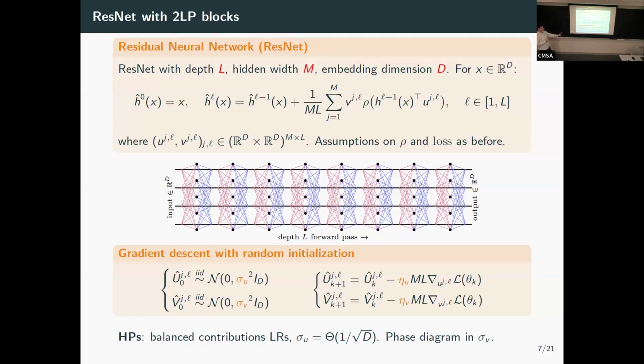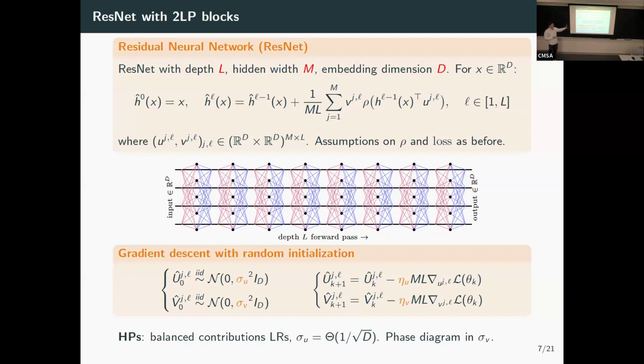And I'm considering gradient descent, again with random initialization. These are the same equations, except that now I have one more index because for the U's and the V's, we have one such matrix per layer. So we'll still use the balanced contribution learning rates to normalize things properly. And sigma_u, the scale of the input weights, will also be 1/√d, so that this dot product, which is a sum, is Θ(1) at initialization, and so the activations are Θ(1) at least during training. And we will do a phase diagram in sigma_v.